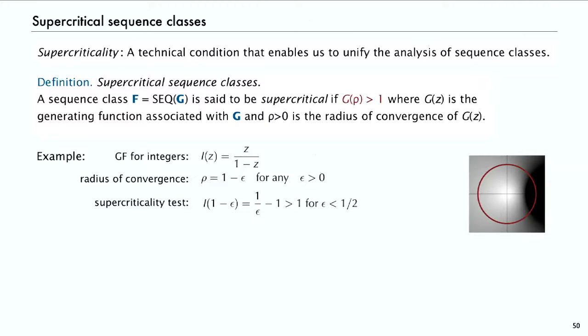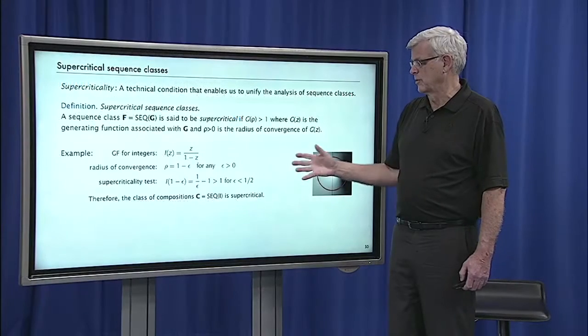And then we can do this test for the other combinatorial classes that we looked at. So anyway, since I of z has this property, the class of compositions is supercritical. It's the G that we're testing that has to have this property that if you evaluate it at its radius of convergence, you get bigger than 1. So since integers has that property, compositions is supercritical.